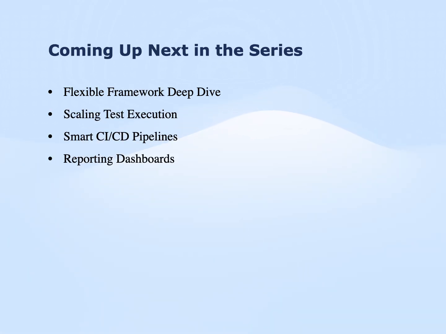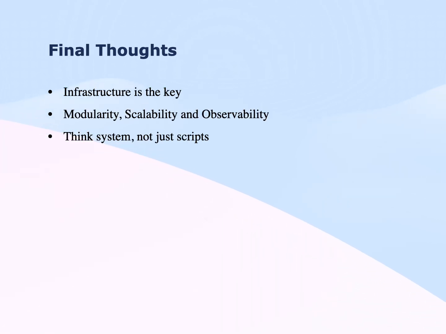In upcoming sessions, we'll deep dive into each core area: building flexible frameworks, scaling execution environments, smart CI/CD pipelines, and designing powerful reporting dashboards. Infrastructure is where automation succeeds or fails. Modularity, scalability, and observability turn scripts into reliable systems. Think systems, not just scripts.